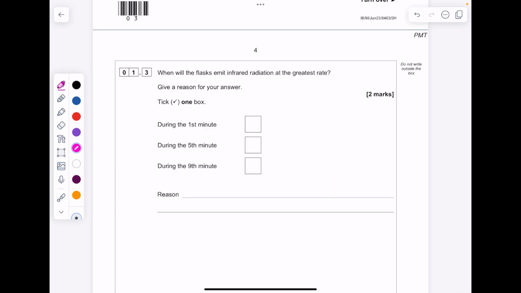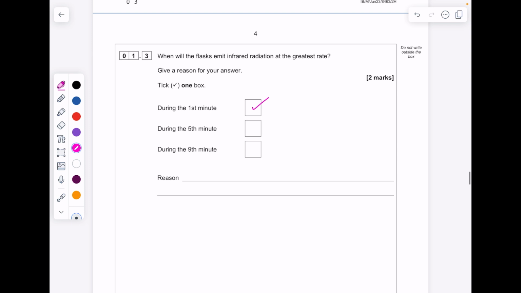When will the flasks emit infrared radiation at the greatest rate? Give a reason for your answer. So it's going to be in the first minute, and that's because you're going to have the greatest temperature difference between the hot water and the surroundings. So you'll have the greatest rate of cooling.